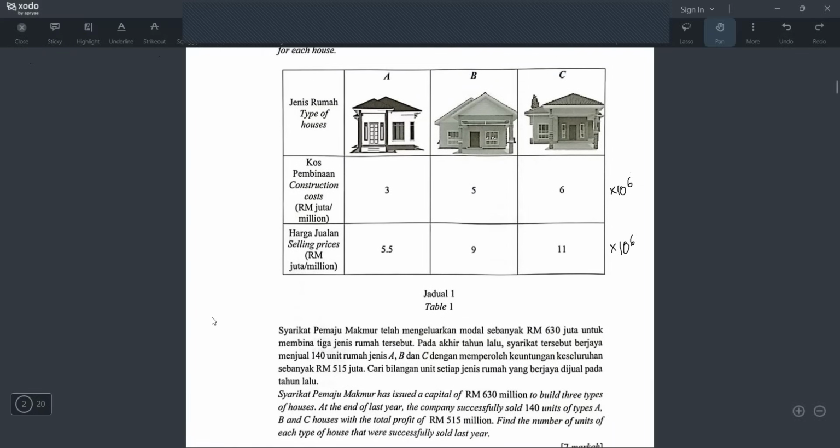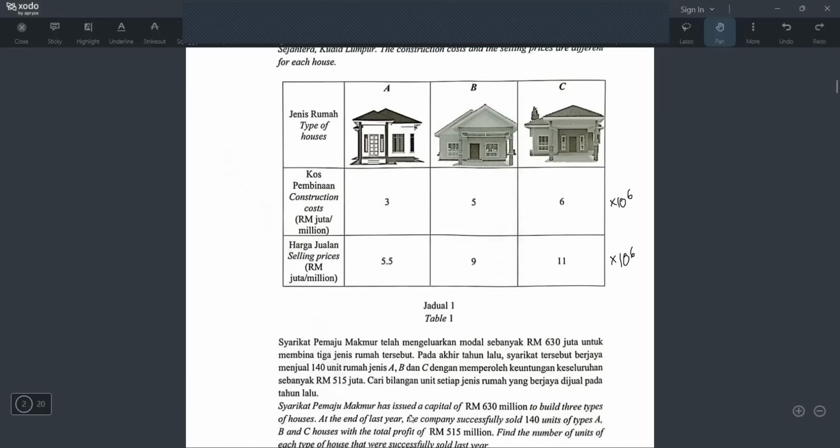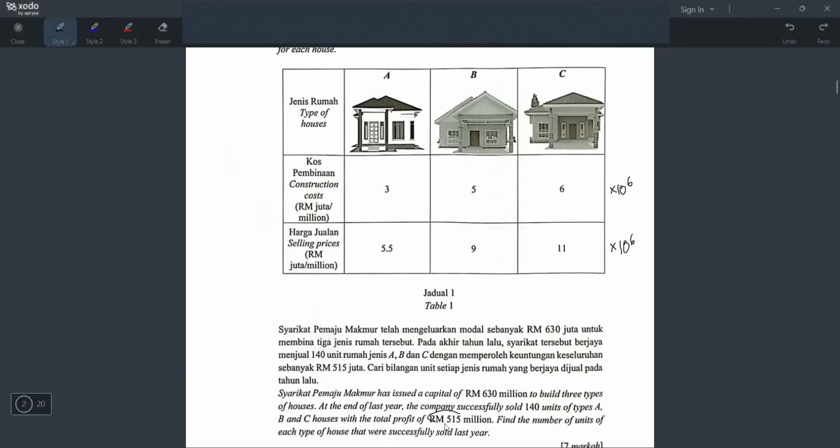Okay, let's keep reading down here. Syarikat Pemaju Makmur has issued a capital of 630 million to build 3 types of houses. Capital is like modal. It's like budget. So the Syarikat only issued capital 630 million to build these 3 types of house. At the end of last year, the company successfully sold 140 units of type A, and then B and C houses, with a total profit of 515 million. Right, so the capital is 630 million, but the profit is 550 million. Find the number of units of each type of house that was successfully sold last year.